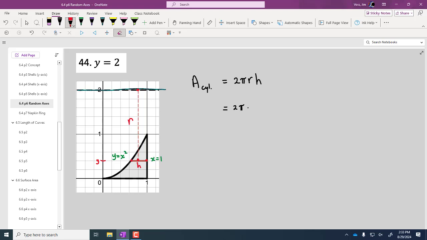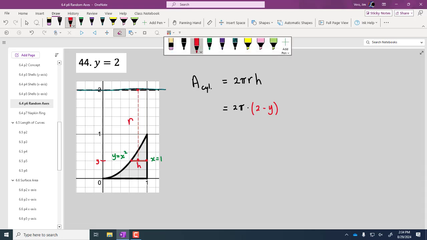So the 2 minus, what did you say originally? 2 minus square root of y. So you were measuring more down to the curve instead of to the element. To get all the way to the element, that upper y value is 2. The lower y value is y. So 2 minus y is the radius.